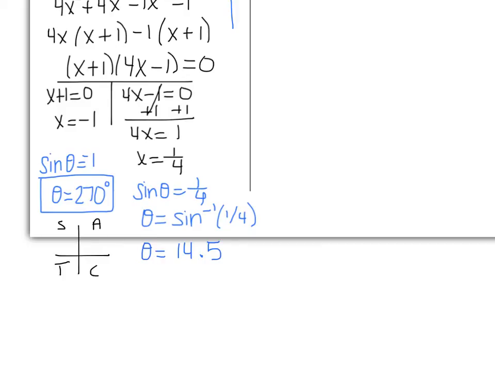It says over here that sine of theta is positive 1/4. So what quadrants am I in? Here and here. Look at that. I have the 14.5. That's for quadrant 1. So let's find an angle now for quadrant 2.